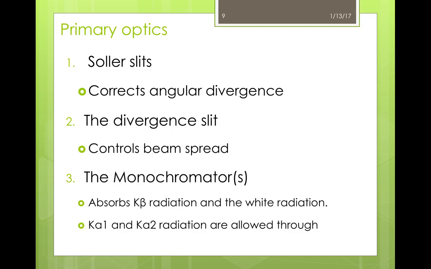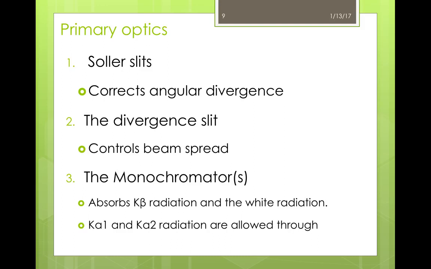The primary optics can be broken down into three main parts. First is the solar slits. These keep the beam on the correct plane and allow for data with narrower peaks and less asymmetry to be collected. While the solar slit keeps the beam in the correct direction, the divergent slit controls how wide the beam is. Lastly, there are monochromators in the primary optics that act to filter out unwanted radiation in the X-ray beam.